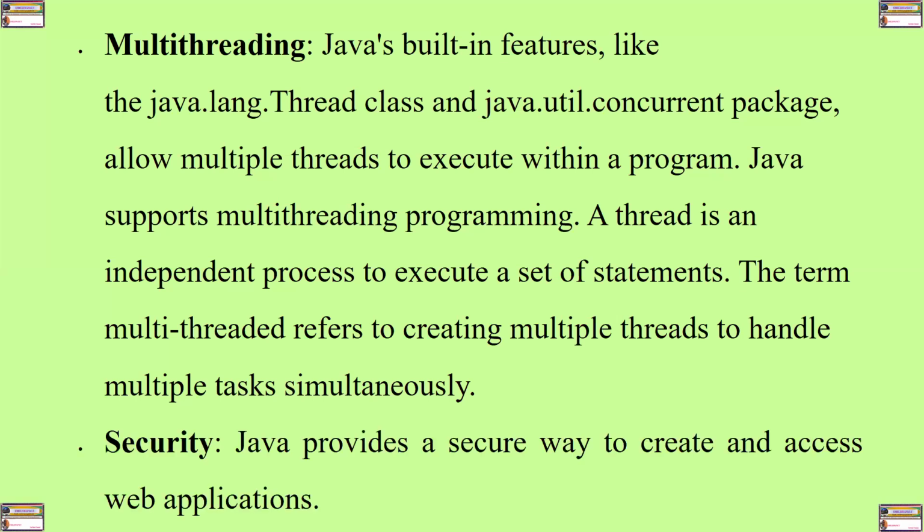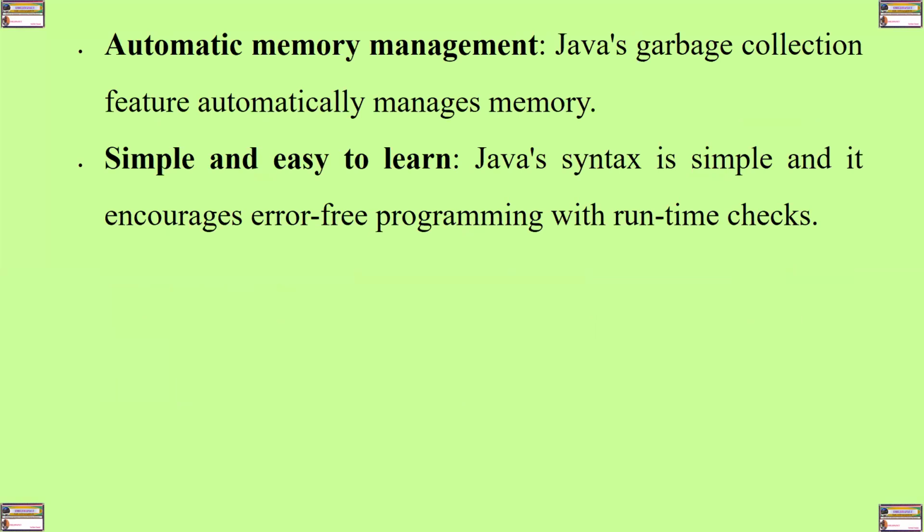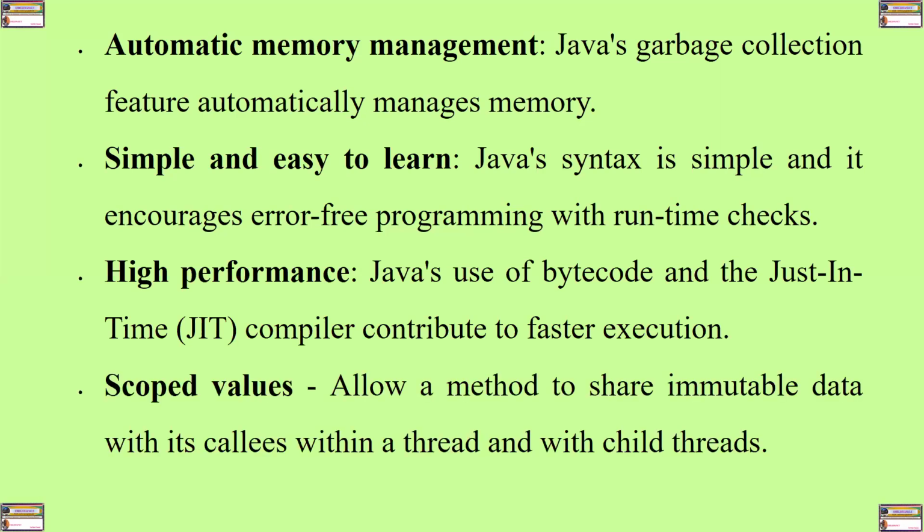Number four is security. Java provides a secure way to create and access web applications. Number five is automatic memory management. Java's garbage collection feature automatically manages memory. Number six is it is simple and easy to learn. Java syntax is simple and it encourages error-free programming with runtime checks, as we are going to see. Number seven is high performance. Java uses bytecode and the just-in-time JIT compiler, which contribute to faster execution.